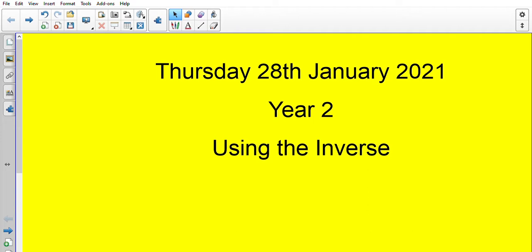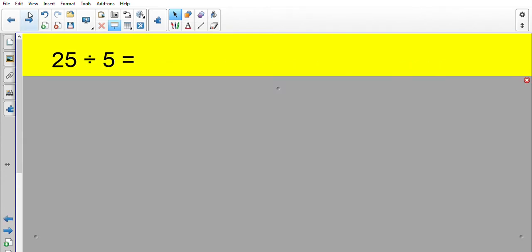Today we are going to be looking at the inverse again. We looked at it when we were adding and subtracting. This time we're going to use the inverse for dividing and multiplying. First of all, we're going to look at one of our division number sentences and work out the answer to it, and then we're going to look at how the inverse can help us to check our answer. So our number sentence says 25 divided by 5. Can anybody work out the answer or think about how they could work out the answer?